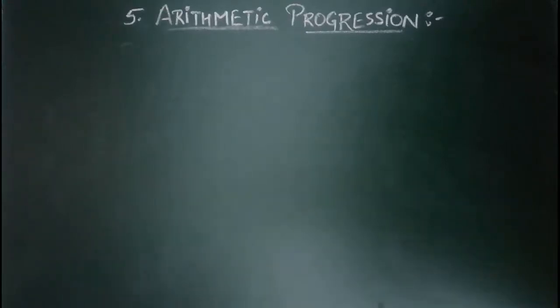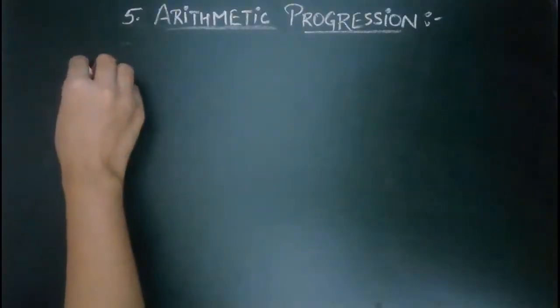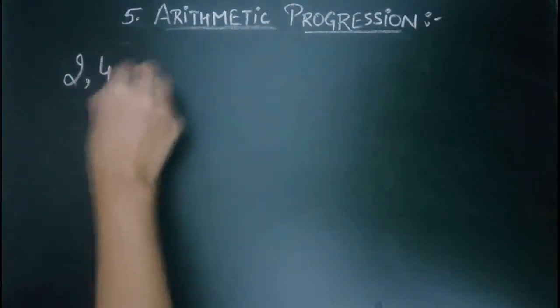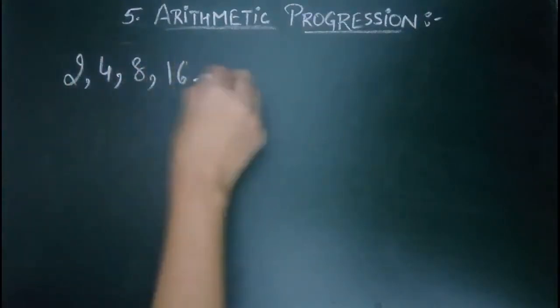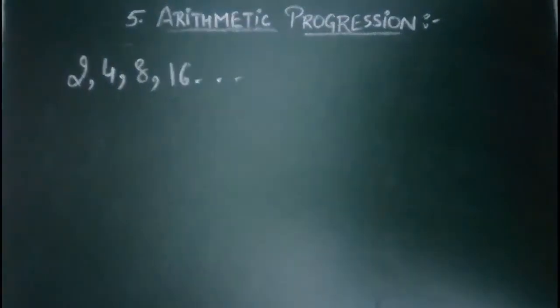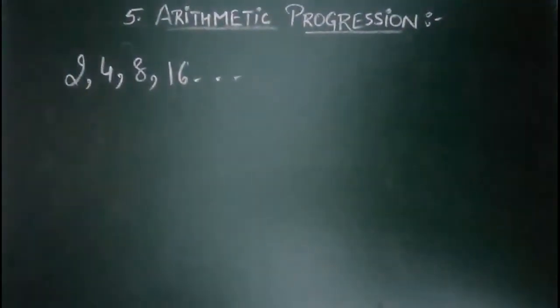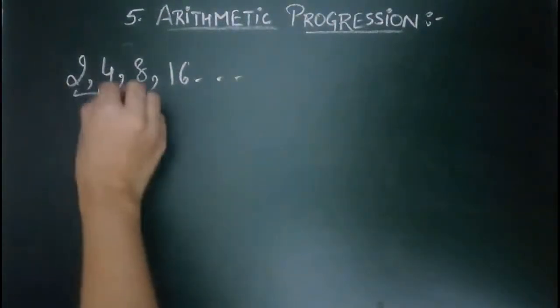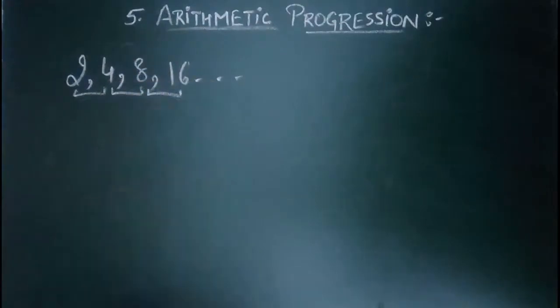Now the next is a sequence like 2, 4, 8, 16 and so on, and we have to check whether this is an AP or not. And for that, what will be the condition? There should be a common difference.